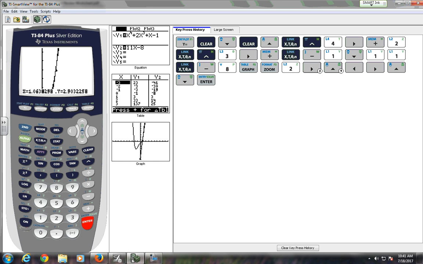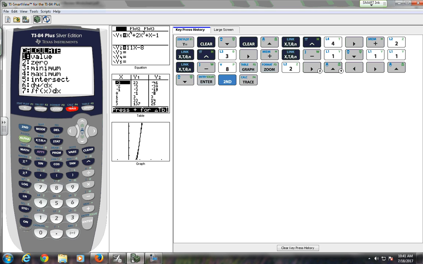I'm just checking to see if my line is in fact tangent. Looks pretty good to me. Now, if you want an even more accurate check, you can do second calculate. All right, calculate is there above my trace button. Notice number 6, dy dx. You should recognize that as the derivative.